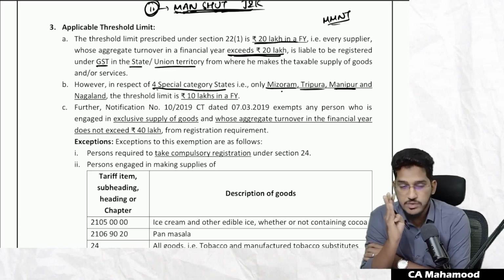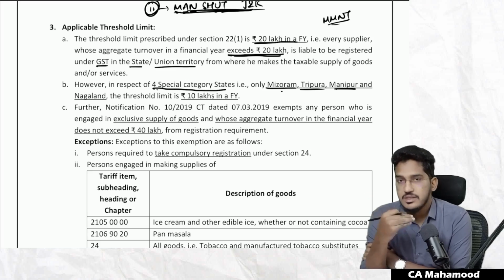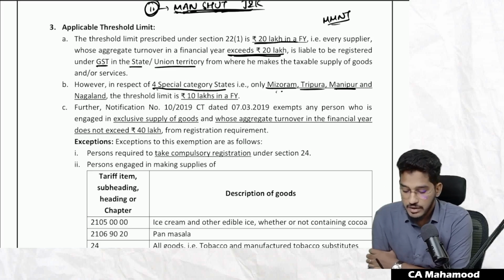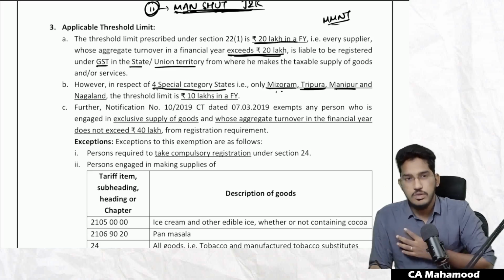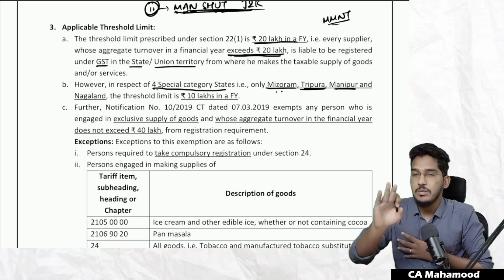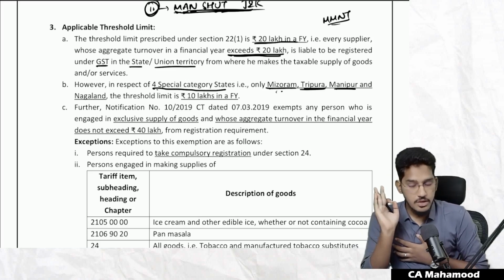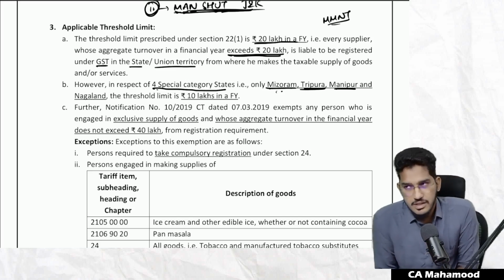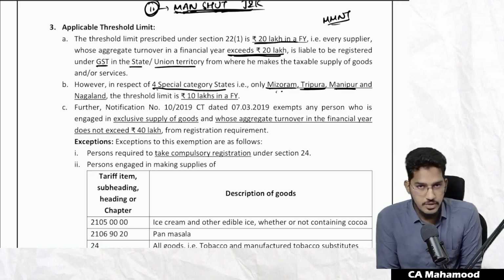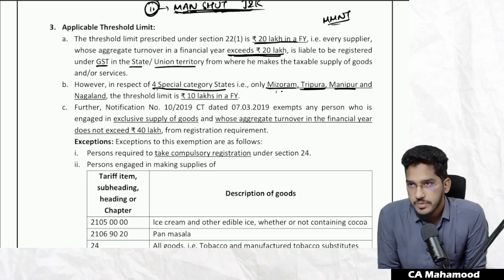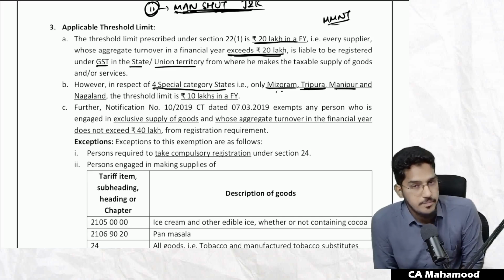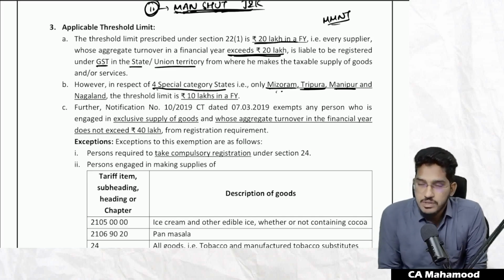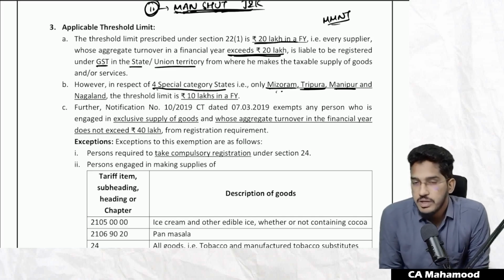So 4 special category states came forward and told, sir, in our states, if they are having a place of business, if they are making a taxable supply from any of these 4 states, we want the registration only if the threshold limit is 10 lakh rupees. Why have these four states done that? Because these special category states are somewhat backward states. They don't have enough economic activity. If you keep the limit of 20 lakh rupees there, it will be a big figure for them, and most of the people will not be required to take registration.